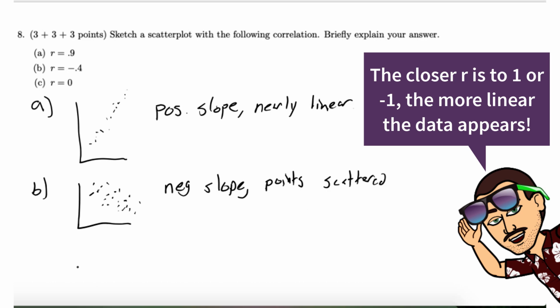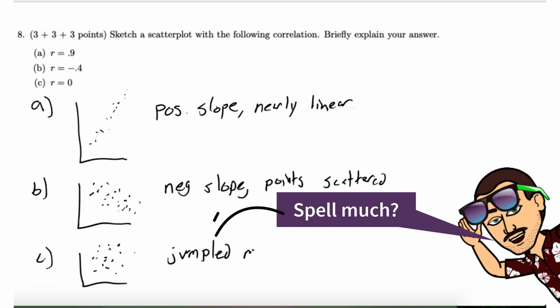And for C, R equals 0, well, you could either have just a non-linear relation or just a bunch of nonsense. So here I just drew out a bunch of dots that aren't positively or negatively associated. They don't have a linear relation. I call it a jumbled mess. And here, even if it had a correlation, it'd be so close to 0 that it might as well be 0.